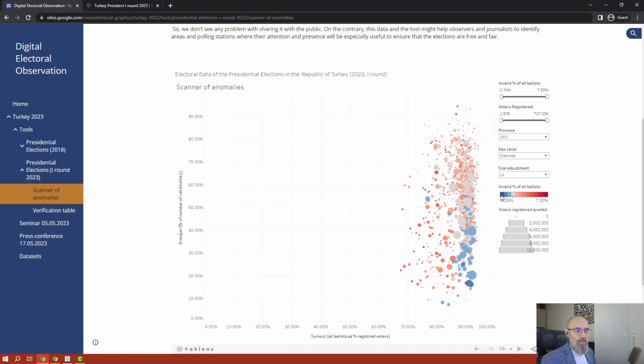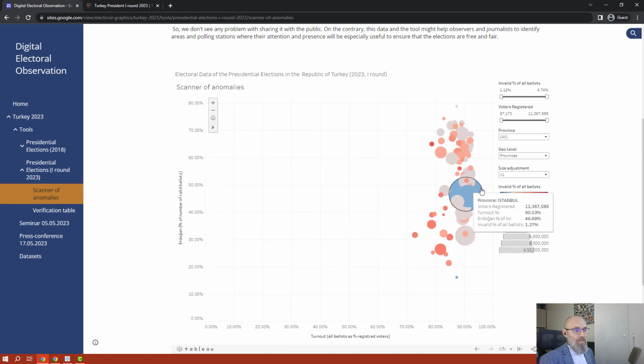And of course, as I mentioned, almost zero invalid ballots tells us about something suspicious, and we should pay attention to those electoral objects. And the size speaks for itself. When you look at the diagram, you understand that the biggest city is Istanbul.